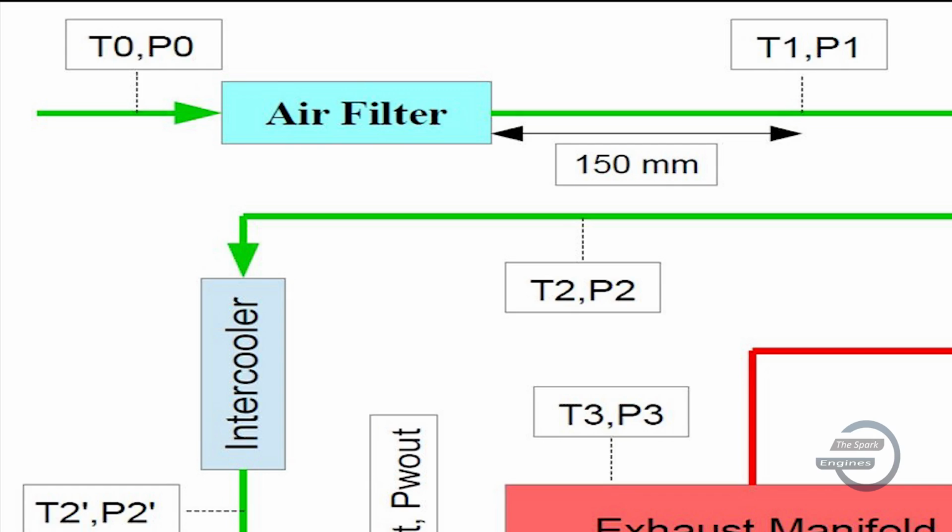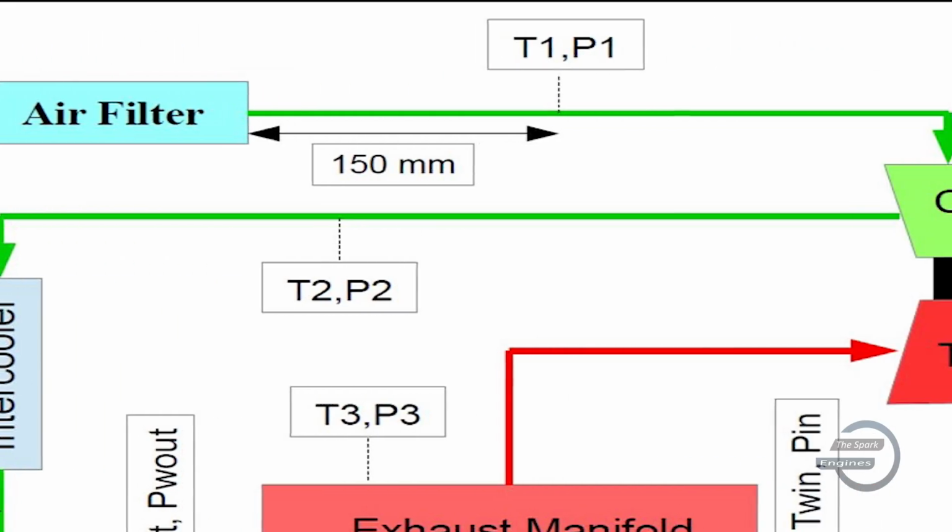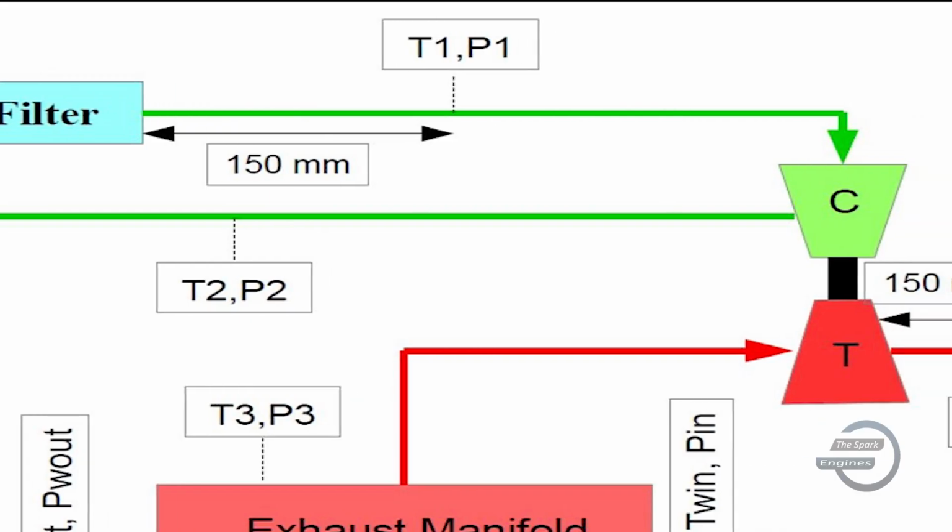The location of the sensor should be within 150 mm of the air filter, because if sensors are located near the compressor, because of heavy suction by the compressor, we will have deviated pressure results. So, to avoid the compressor suction effect, the pressure sensor, which is P1, needs to be installed close to the air filter outlet.